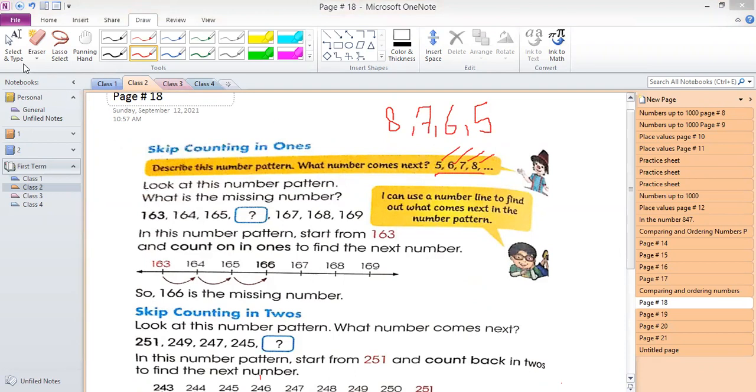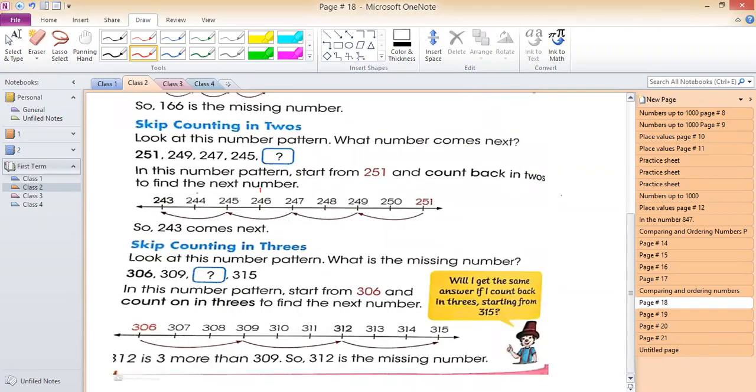That's very good. So in this pattern, you are counting in ones, and this is the easy pattern, right? So the missing number is 166, and you said I am counting in ones. This starts from 163 and we count on in ones. Now the next is skip counting in twos.